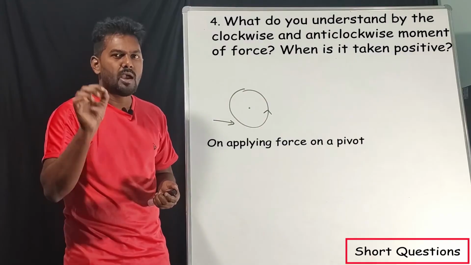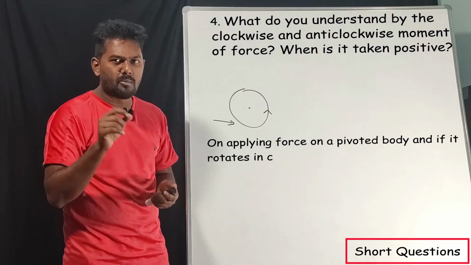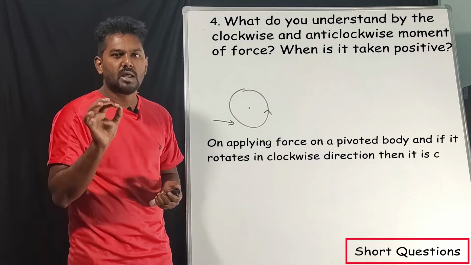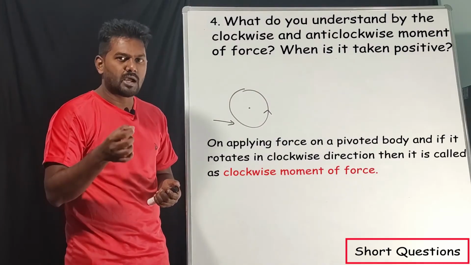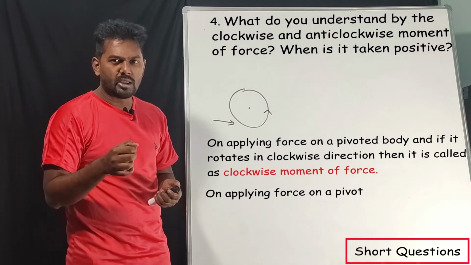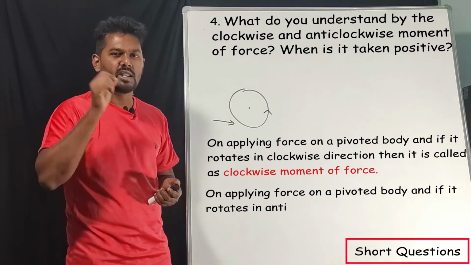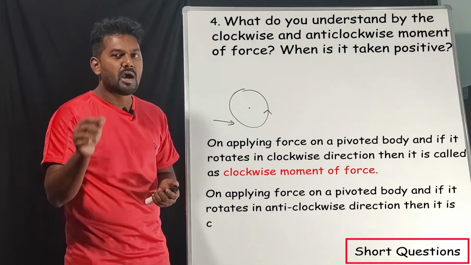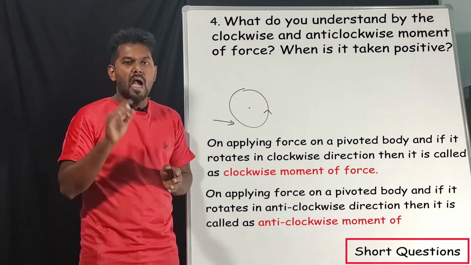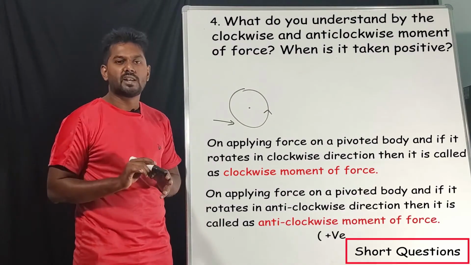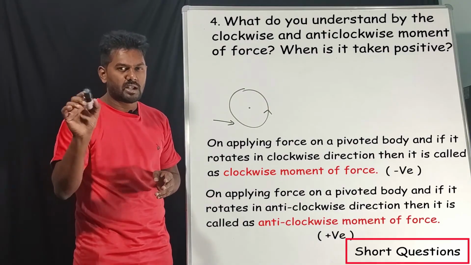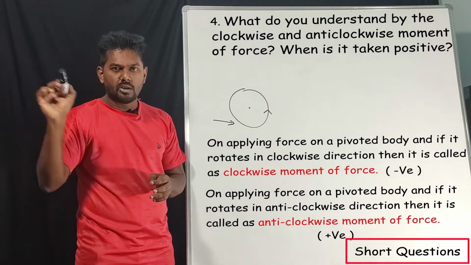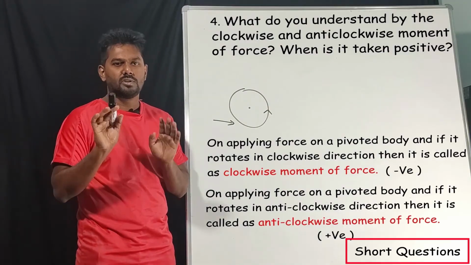So how can we write? On applying a force on a pivoted body, if the body rotates in clockwise direction, then it is called clockwise moment of force. Next, on applying a force, if a body moves in anti-clockwise direction, then it is called anti-clockwise moment of force. Anti-clockwise moment is always taken as positive. Clockwise moment is always taken as negative. Anti-clockwise positive, clockwise negative. That's it.